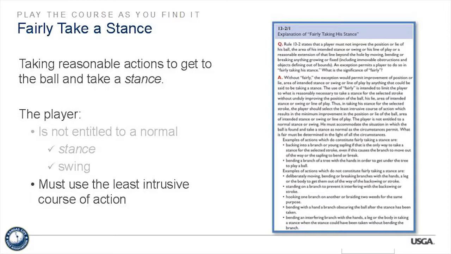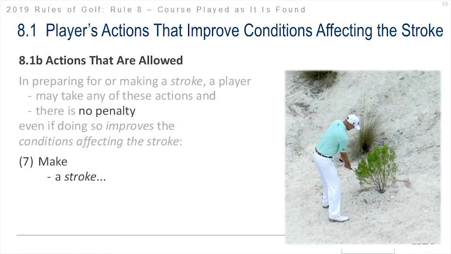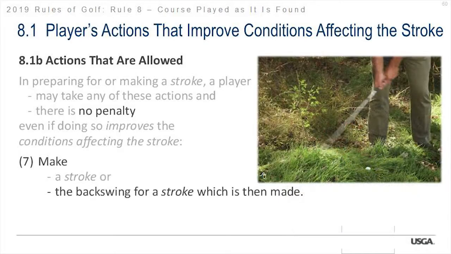All right. If you make a stroke and you improve that area, obviously we're not going to have a situation there that you're going to be penalized. So we've got a player here whose ball is in this bush. If he clears out that bush in making a stroke, he's not penalized. Seems pretty obvious, but the rule does cover it. Okay? Or if you take a backswing for a stroke and make that stroke. Okay? So there's a little caveat there to that backswing.